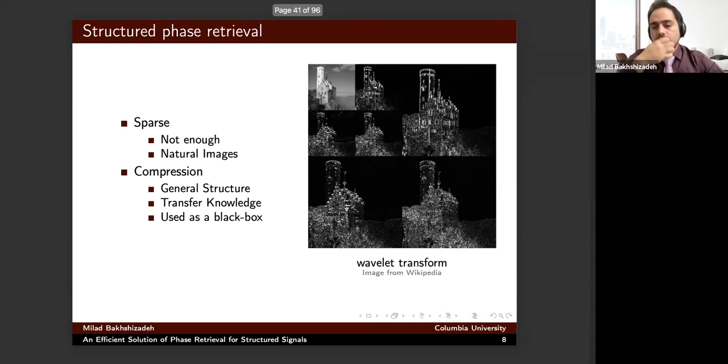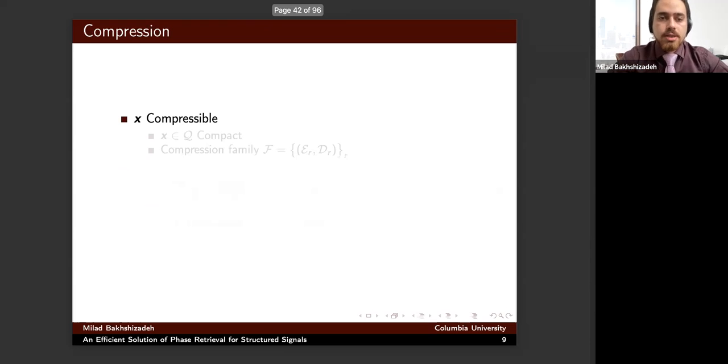One interesting fact about our proposed method is we can use them as a black box, by which I mean we don't need to know the details of the compression method or the structure that it uses. As soon as we are given a structure, as soon as we are given a compression method, we can use it to solve our problem efficiently, and we are going to see this in more detail in later slides.